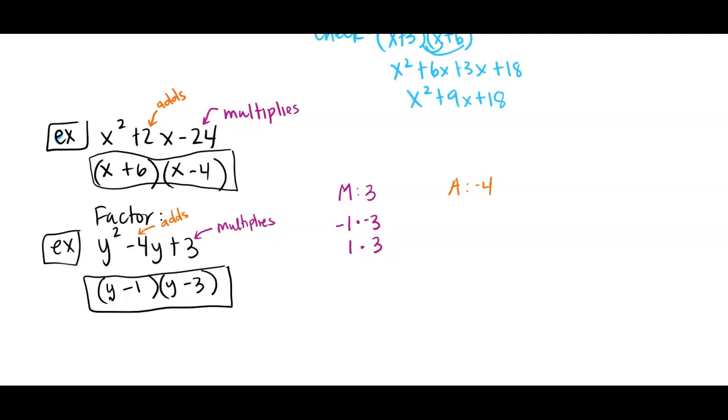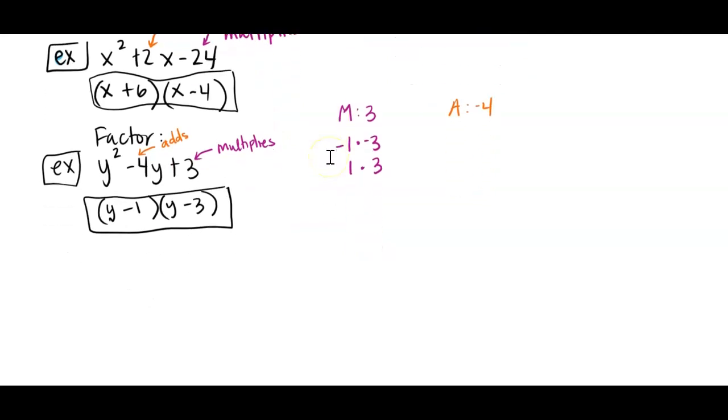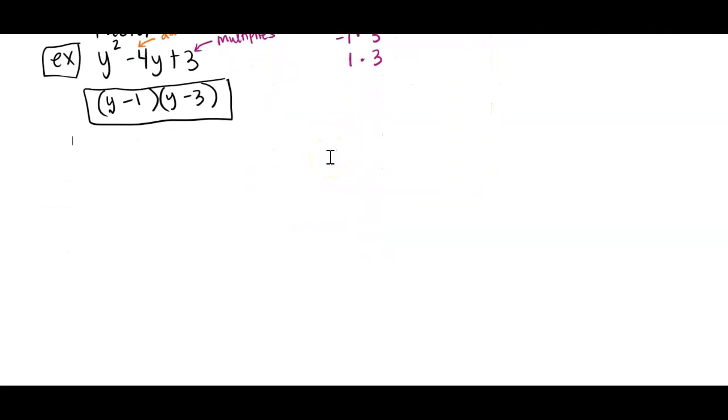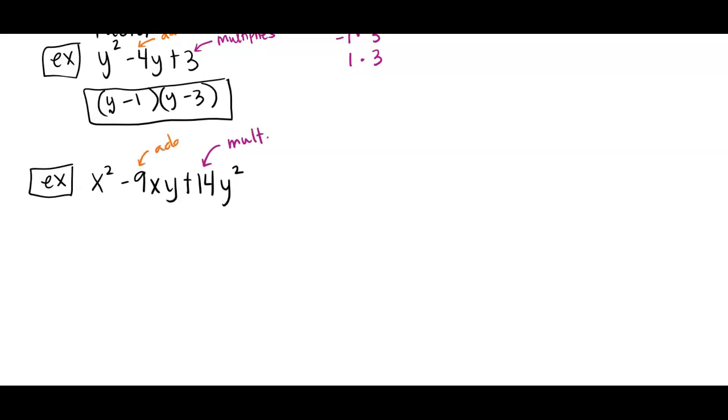Okay, let's look at this next one. This next one looks a little bit different because there's 2 different variables in it, but we're still going to do the same thing that we've been doing, right? So don't let those 2 variables throw you off. So if I have x squared minus 9xy plus 14y squared, right? I'm still trying to think of what multiplies to be this last term that adds to be that middle term, right?